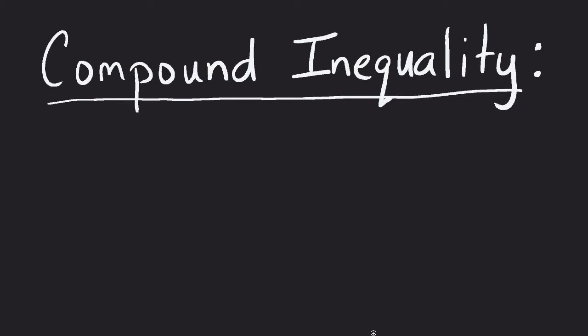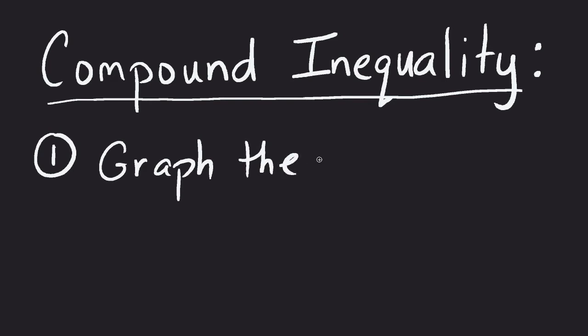A compound inequality, just like a compound word, is where we put together two different inequalities to solve a situation. So a good example of this might look like this, where they may ask you to graph the solutions.